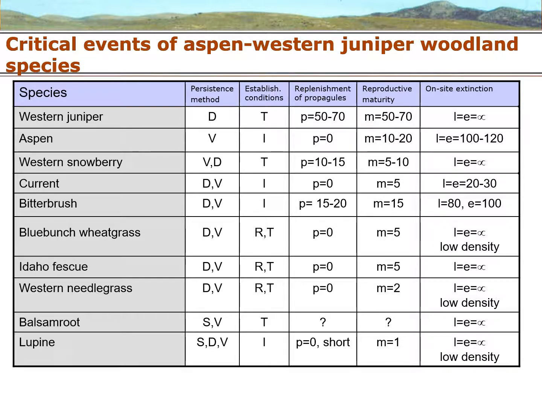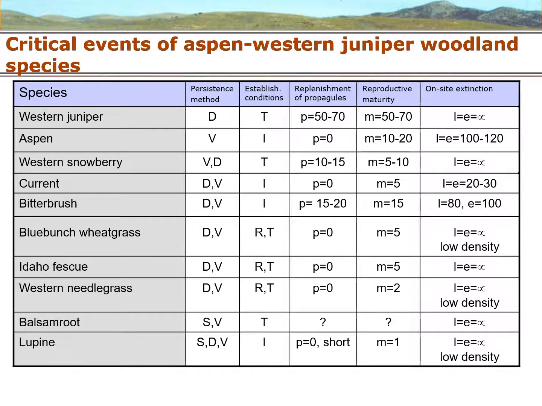And you can go through this list and look at these persistent methods and establishment conditions, age to reproductive maturity, and the longevity of them. And you can get some idea of who will persist in this seral stage to the very end, to the climax or the PNC. So it doesn't look very good for aspen. It's intolerant, it doesn't live very long, and it probably will be outcompeted by species that live longer, for example, the juniper trees.